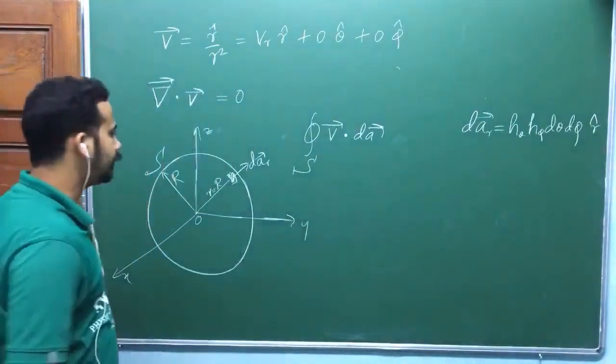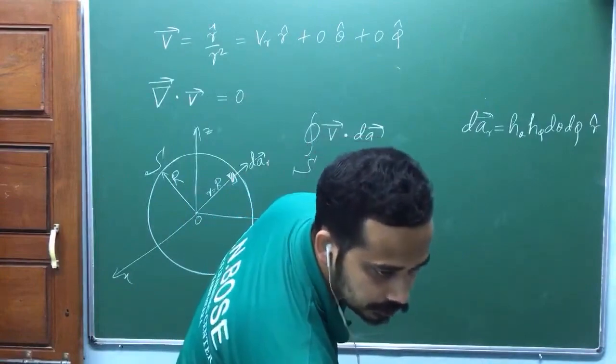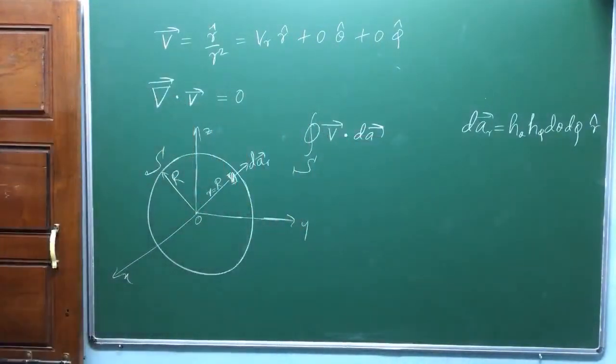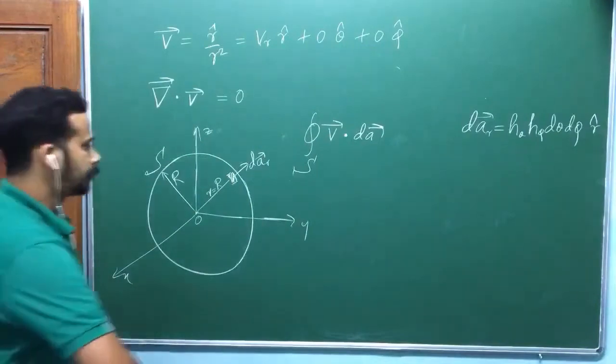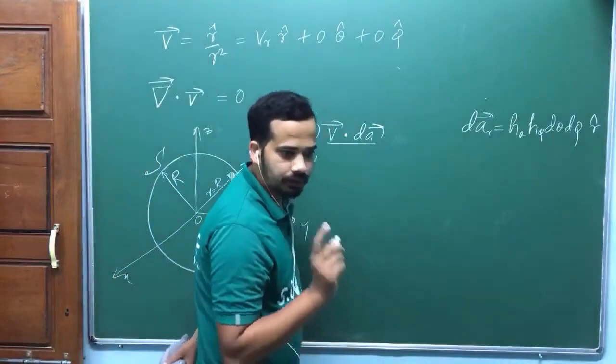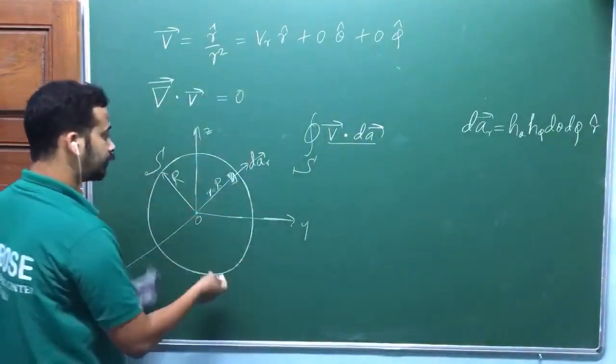Or that dA vector, it is along the R cap direction. It is radially outward. Can you imagine that? Now substitute that one. Now look here, where you are taking this dot product. You need to understand that properly. You are taking this dot product on the surface, am I right?